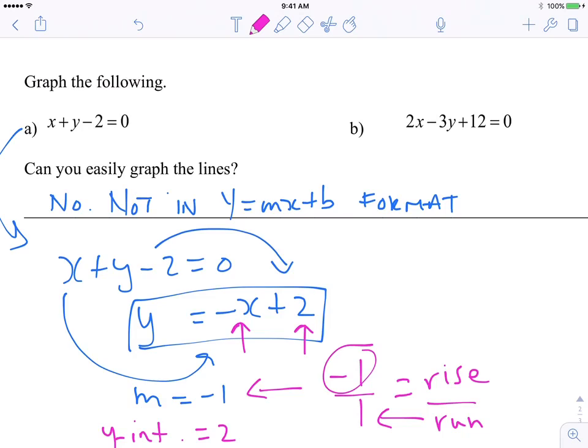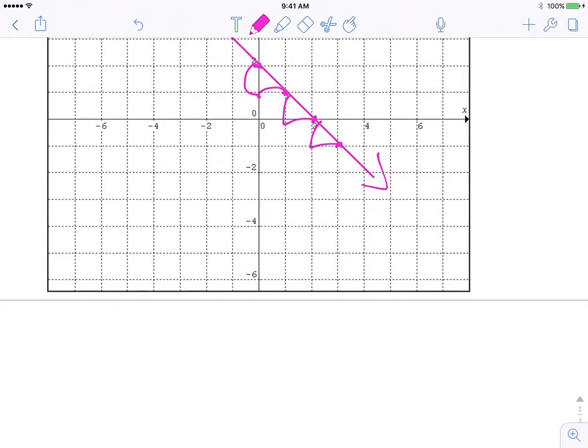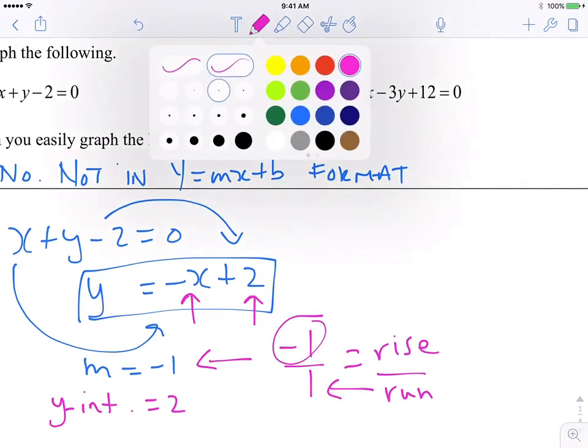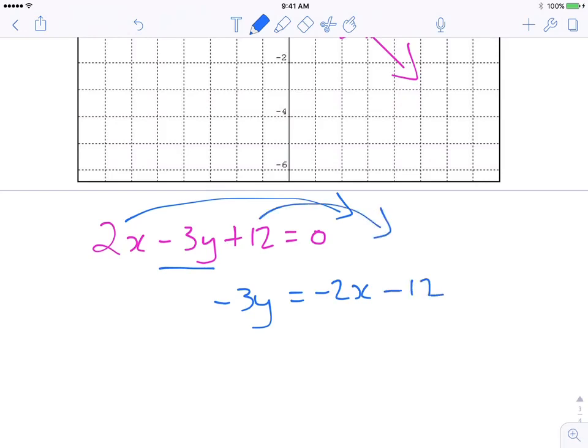And the second one, for B, is 2x minus 3y plus 12 equals 0. Let's use a different color for this one, blue, as we used pink there. Again, we'll leave the y here, but please keep in mind it's a negative 3y. So I write negative 3y equals, because my goal is to isolate the y. And for the 2x, we want y equal mx plus b, so that'll be negative 2x, switching sides. And the 12 will also come over and becomes negative 12.